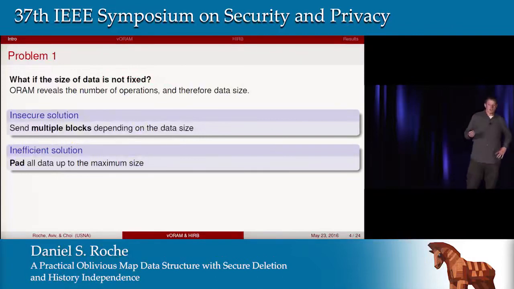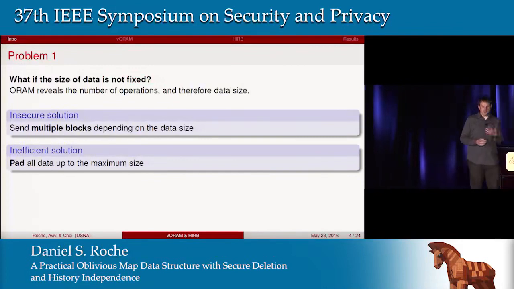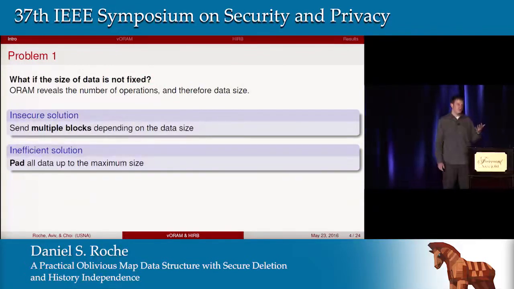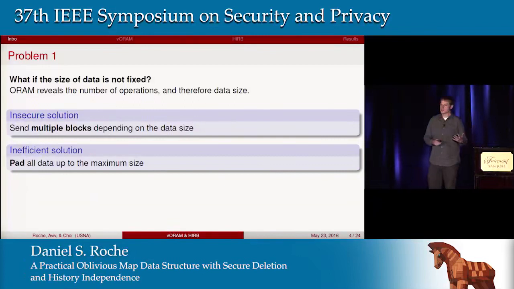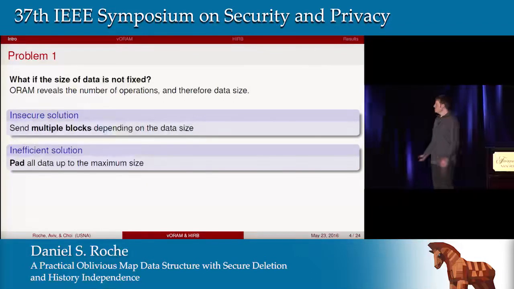And what we're going to do is address some issues in these existing constructions in our work. And the first problem that we looked at is, what if the data is not divided into fixed size blocks that are all exactly the same size? So what if you're storing files? Some of them are a little bit larger, some of them are a little bit smaller. And what can you do about that?